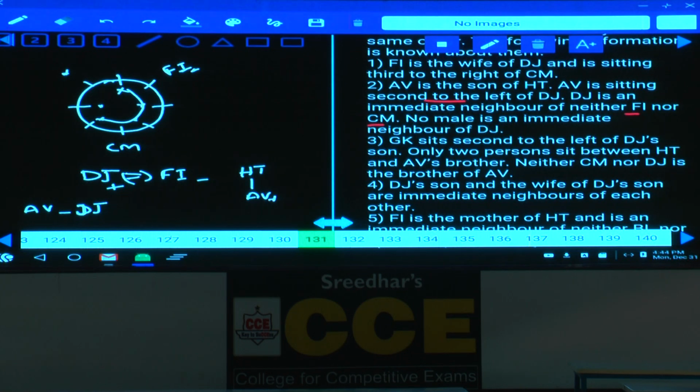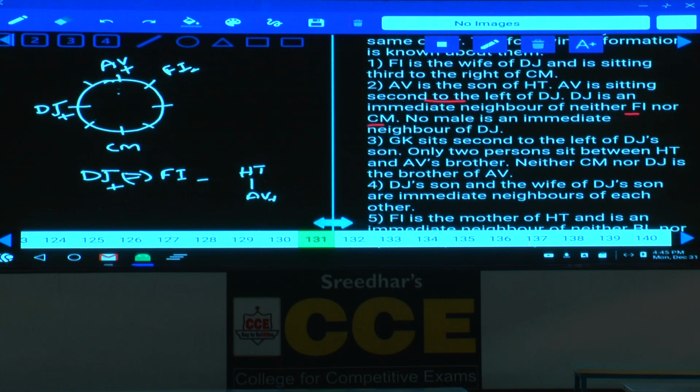If DJ is here, then AV and FI must be in the same place. Then where should DJ be? DJ must be here. DJ is male or female? DJ is a male. And AV must be at this place. What is the gender of this one? AV is the son of this HT, hence AV is a male. Then now we are able to finalize 3 persons here. AV and DJ, the positions were finalized.